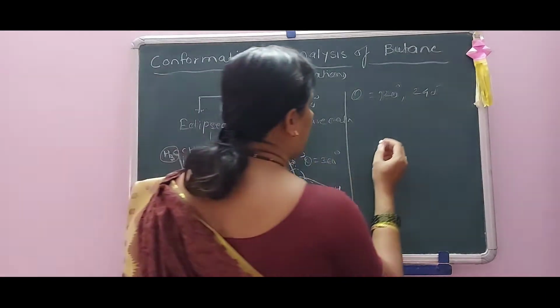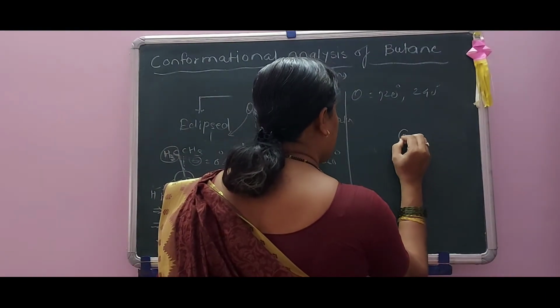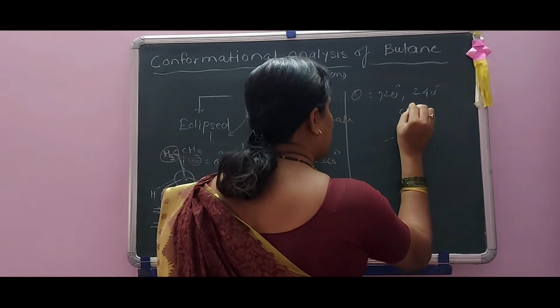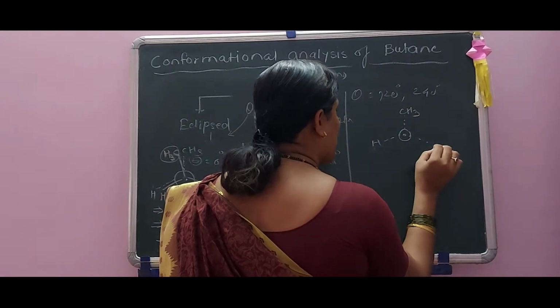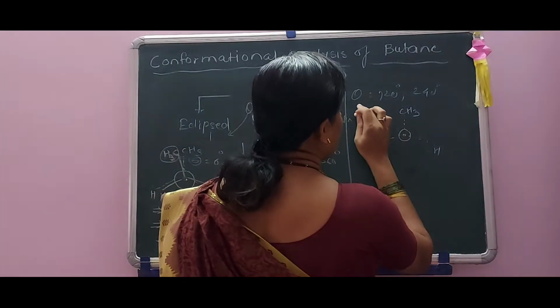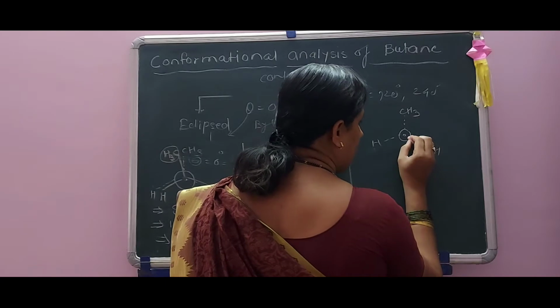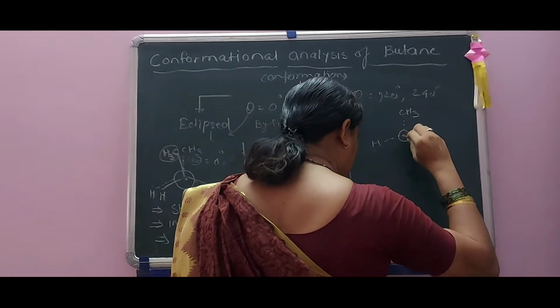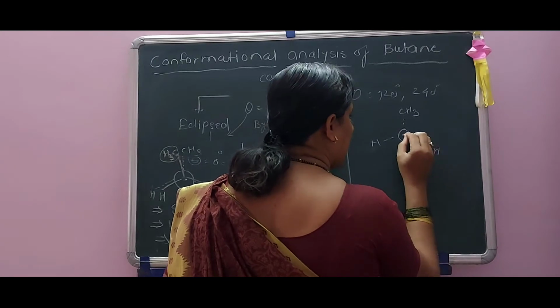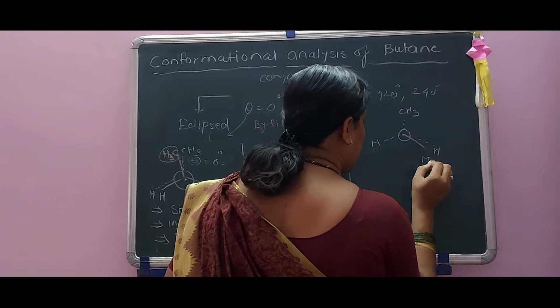Now, for 120 degrees, what is the structure? See here, this is the rear carbon atom, that is the CH3, H, and here H. And for the front carbon atom, what happens here? That is 120 degrees, and this is called Me.